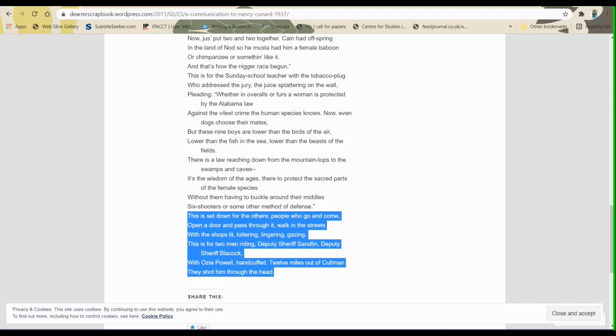People who go and come, open a door and pass through it, walk in the streets with the shops lit, loitering, lingering, gazing. So very common and ordinary people. This is for 2 men riding, Deputy Sheriff Sandlin, Deputy Sheriff Blackhawk, with Ozzie Powell, handcuffed, 12 miles out of Cullman. They shot him through the head.